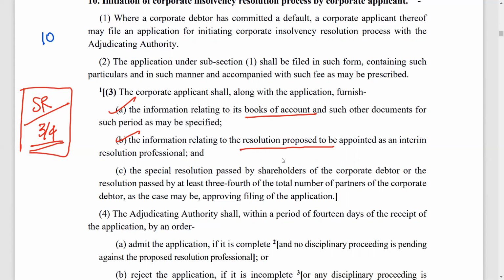So here, when the corporate debtor initiates the application for the CIRP, they'll have to propose the name of the interim resolution professional. Okay. And as I said, the special resolution is to be passed, or at least 3/4 of the total number of the members, that is the partners, must agree for this application.